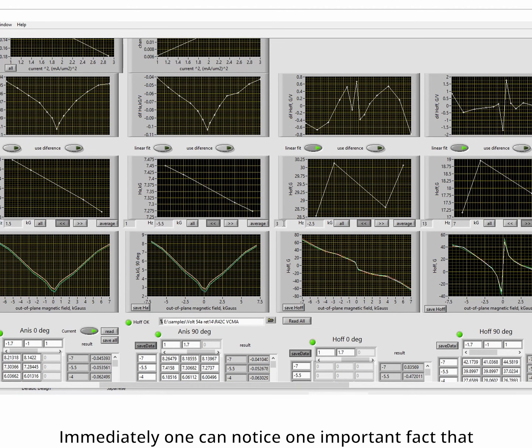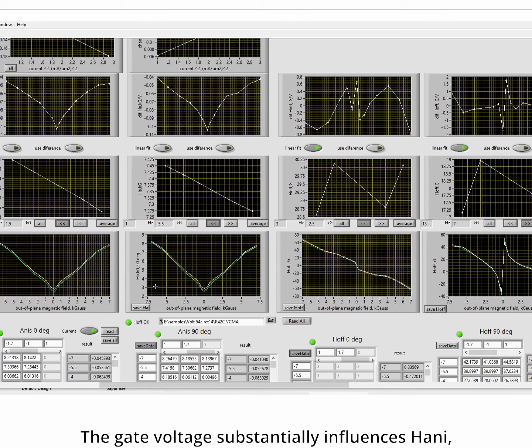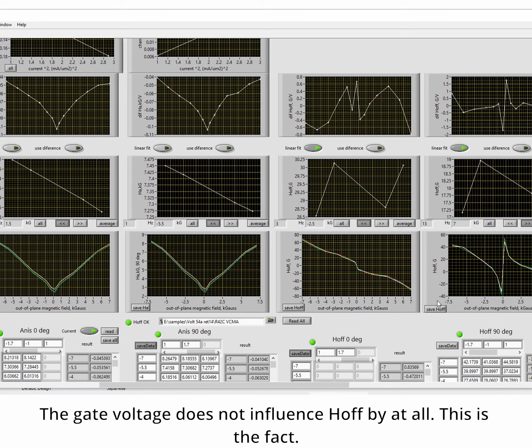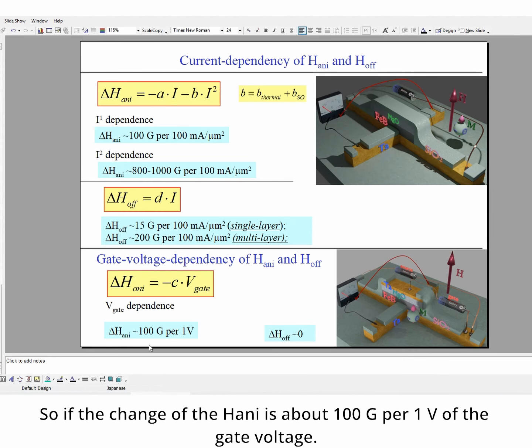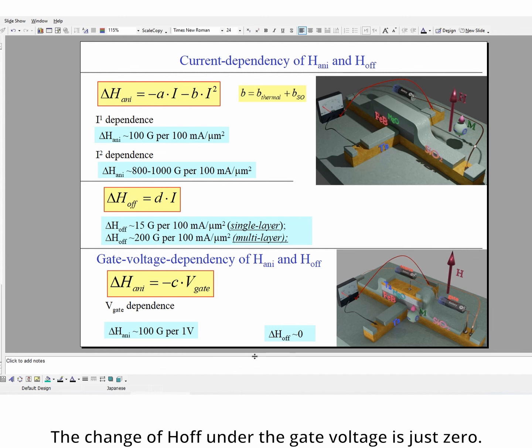Immediately one can notice one important fact, that the gate voltage substantially influences the anisotropy field, but the offset magnetic field is completely independent of gate voltage. The gate voltage does not influence the offset magnetic field at all. This is a fact. So, if the change of the anisotropy field is about 100 Gauss per 1 volt of gate voltage, the change of offset field under the gate voltage is just 0.